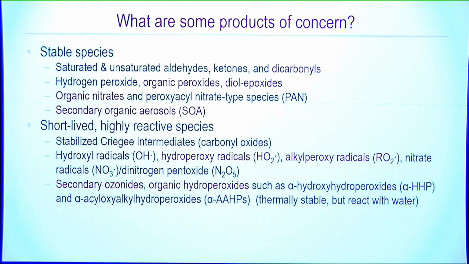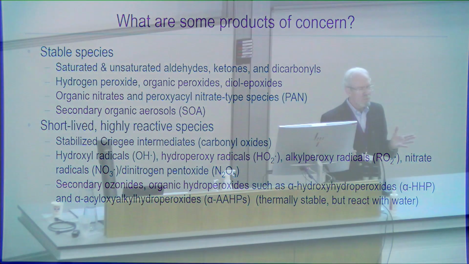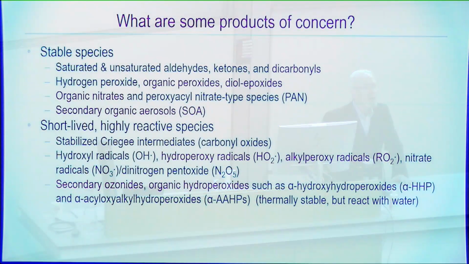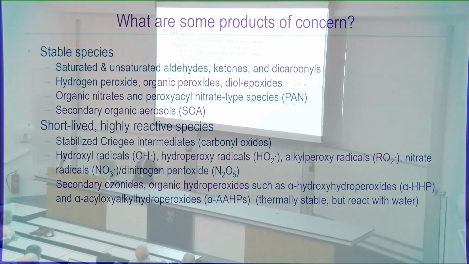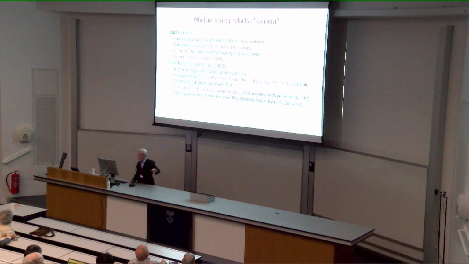Then we have compounds that are thermally stable but react rapidly with water. So if you were to inhale them and they encounter moisture in our respiratory tract, they quickly decompose to reactive oxygen species. Two examples there are secondary ozonides and organic hydroperoxides. So these are some of the products of concern. Fortunately, their concentrations are normally quite low.